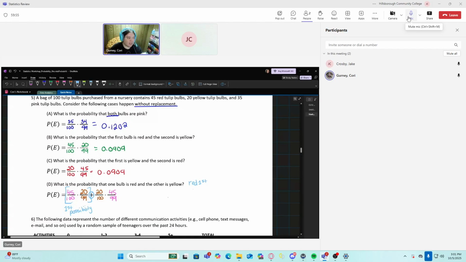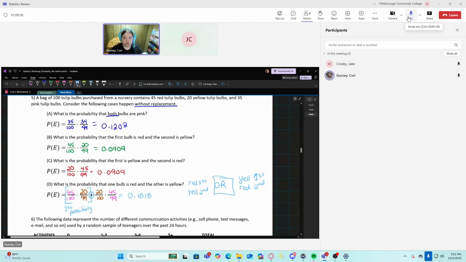So then what you can really do is just add 0.0909 to the same number, and you get 0.1818. The whole reason there's an addition in here is because you're saying either we choose red first, yellow second, or we choose yellow first, red second. So that "or" is going to have the addition.